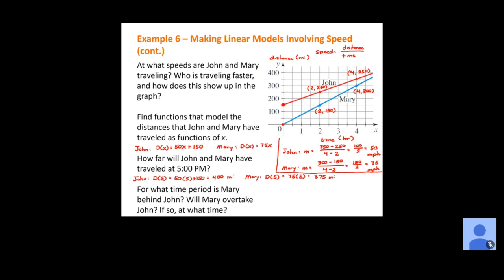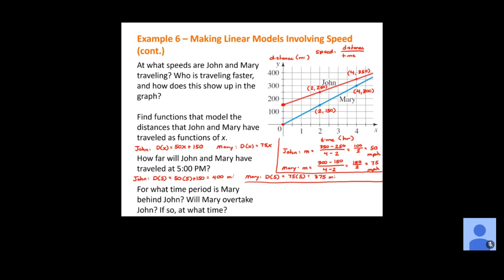All right, and then the last piece of this says, for what time period is Mary behind John? And then will Mary overtake John, and if so, at what time? Okay, so basically what we're trying to figure out is, we know that Mary's traveling faster. We know that at some point she should catch up, and we want to figure out when does that happen.